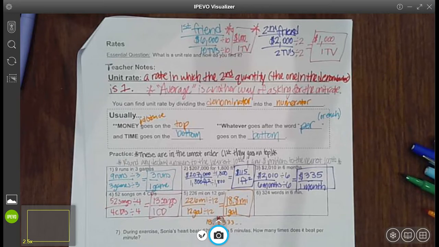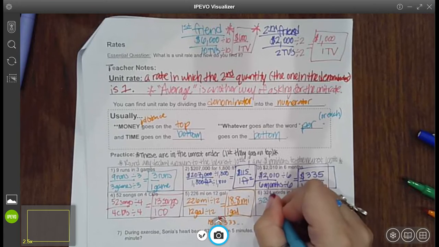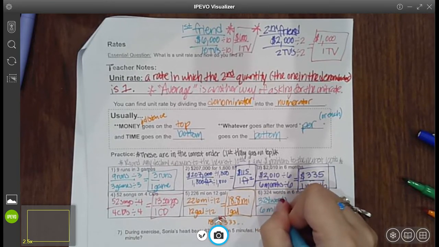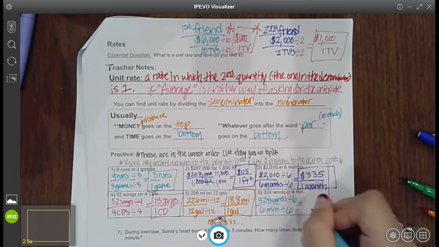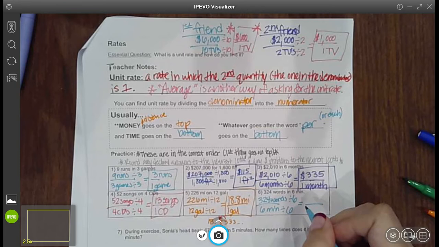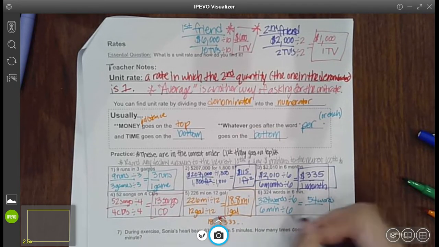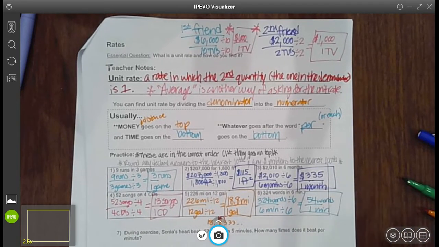Okay. My last one in this section says, I typed 324 words in 6 minutes. So on average, how much do I type per minute? Well, 324 divided by 6 is 54. And 6 divided by 6 is 1. So I average about 54 words per minute. If you got those right, great job. Now let's try it with some word problems.